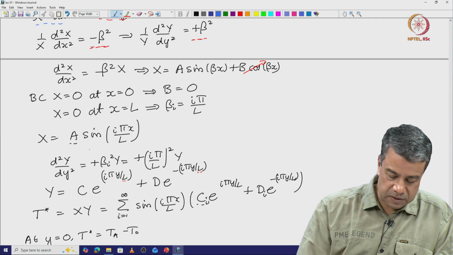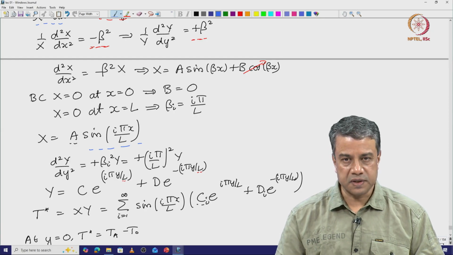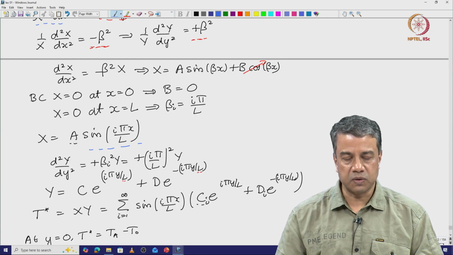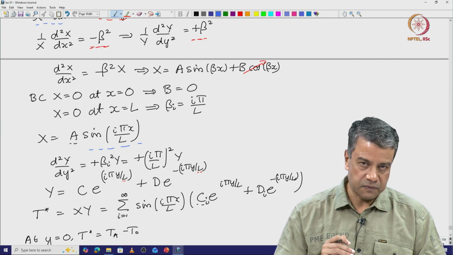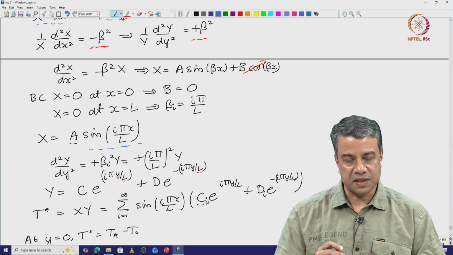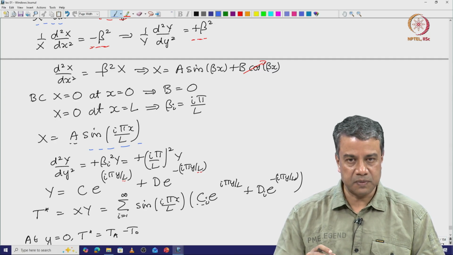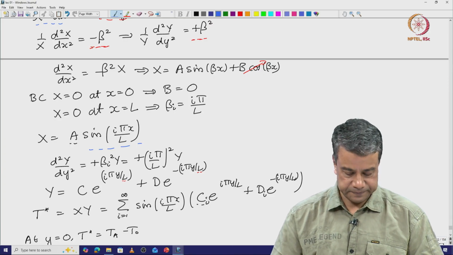Then I will get a solution of the form sine of i pi x by L. If the slope was 0, if the derivative was 0 at both boundaries, then it has to be a cos function. And if the value is 0 at one boundary and the slope is 0 at the other boundary, then you get other types of solutions such as sine of (2i plus 1) by 2 pi x by L.